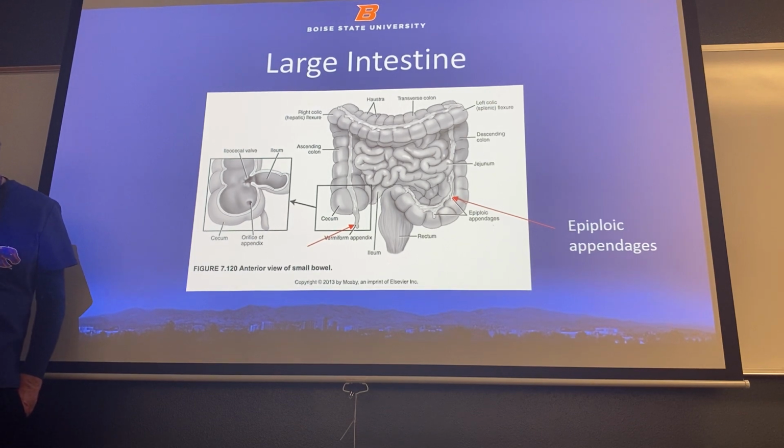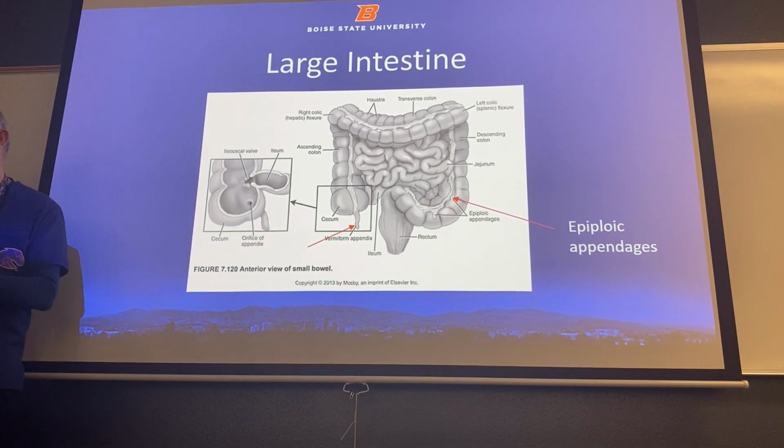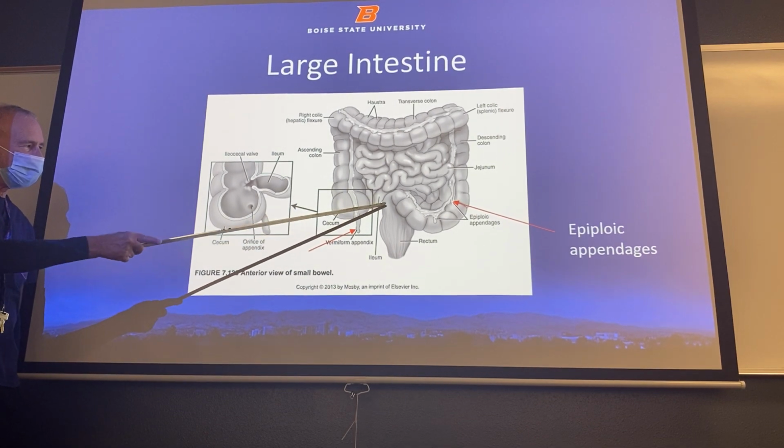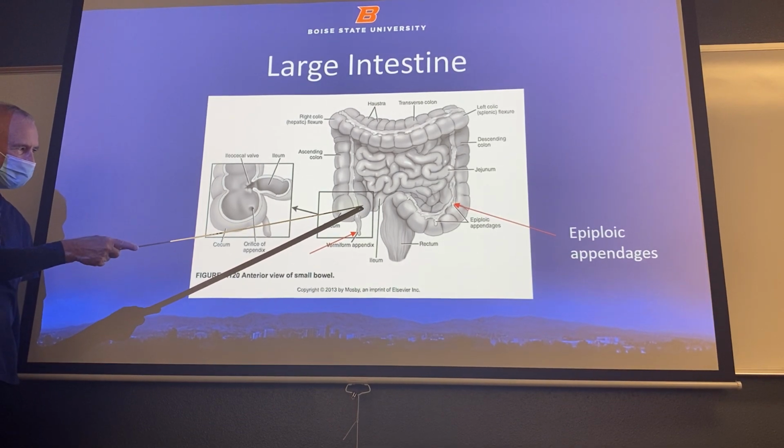Keep in mind a couple things. One is the appendix, now in Gray's Anatomy, is called the vermiform appendix, a small point. The cecum will meet up with the terminal ileum. You can actually pick that up as a landmark.